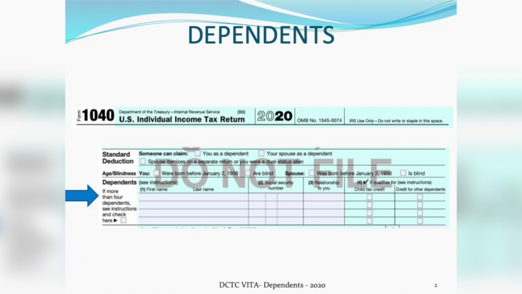The dependents area has space for the dependent's name, Social Security or ITIN number, the dependent's relationship to you, that is the taxpayer, the child tax credit availability for children under 17 years of age, as well as the credit for other dependents, that is dependents over 17 years of age and others. TaxSlayer Pro Online checks these boxes automatically based upon information that's already been input into the software.